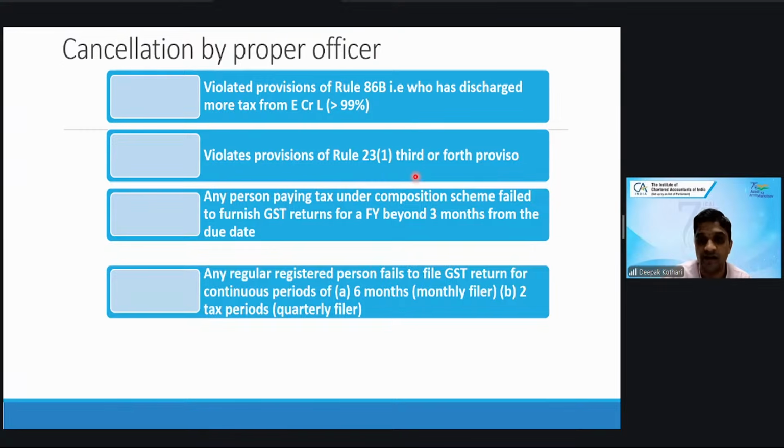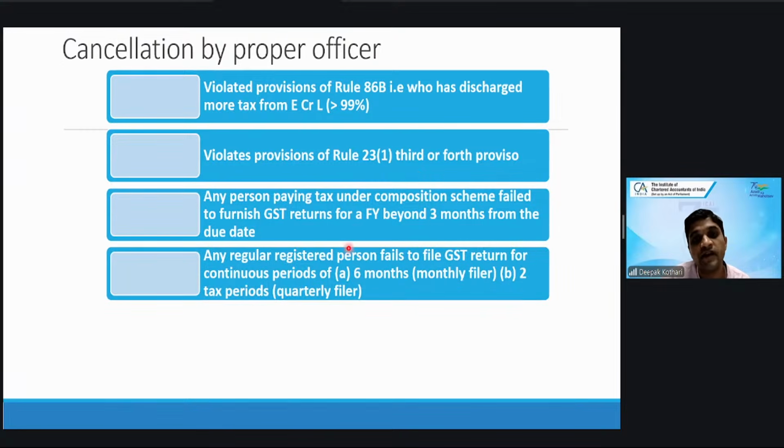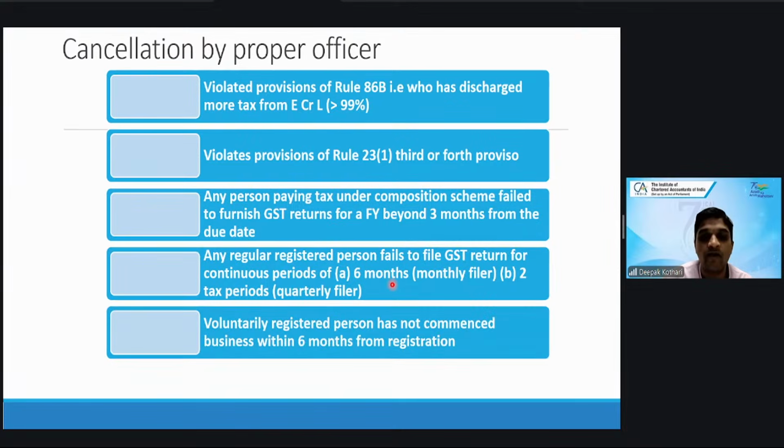You're not filing the returns. A composition scheme person furnishing late returns: late can happen sometimes, but cannot happen beyond 3 months. Because only one return has to be filed, and they've given you 3 months extra time also. If you've not filed the returns, then your registration gets cancelled. In the case of a normal registration, if you've not filed returns for a period of 6 months, then also your registration can get cancelled. Voluntary registration, that is a person who has not commenced the business: you've got your registration but have not commenced your business. There also the registration can get cancelled. So in these scenarios, cancellation can happen by the officer.